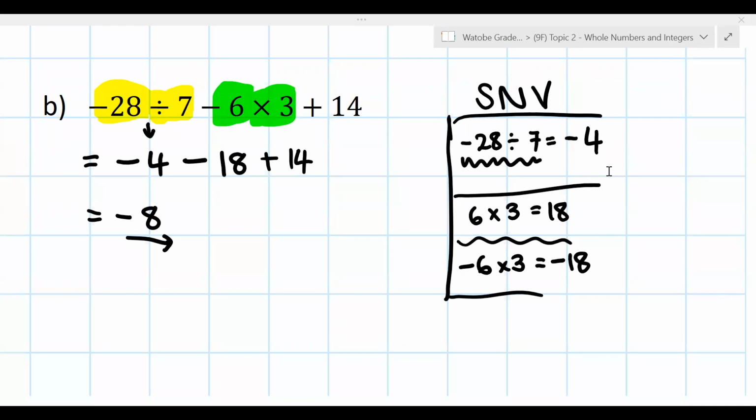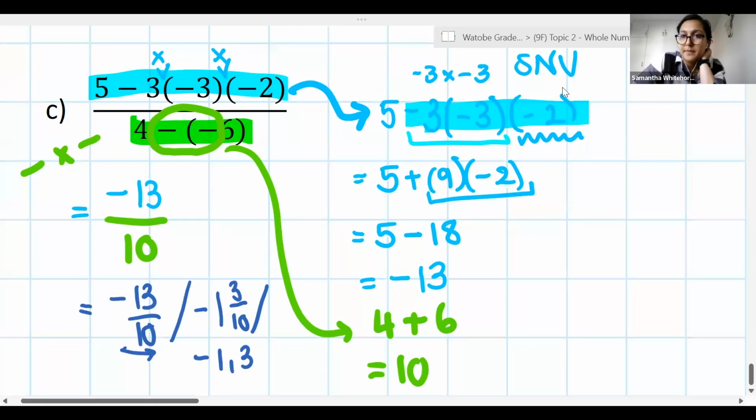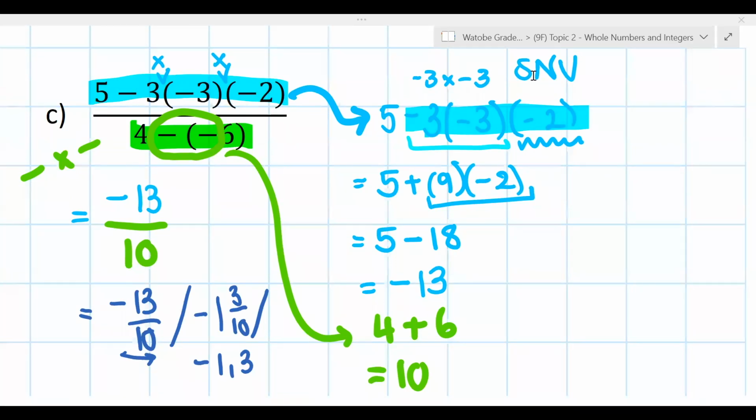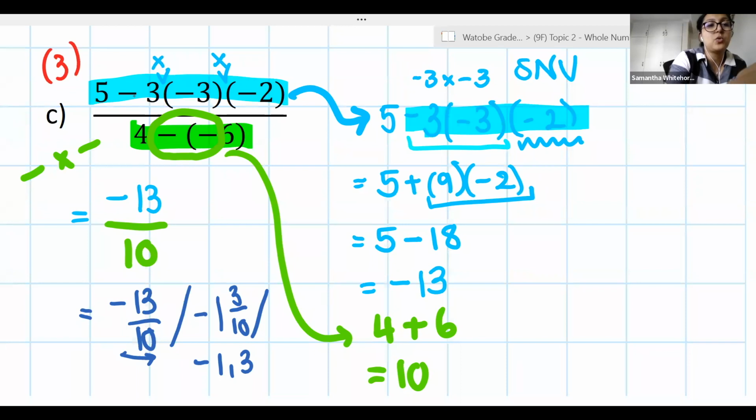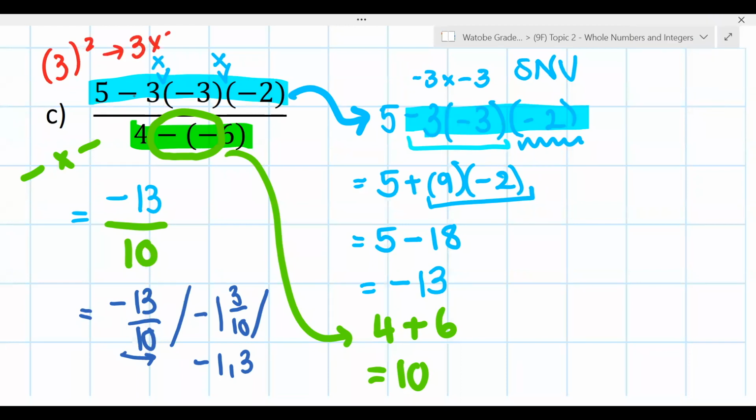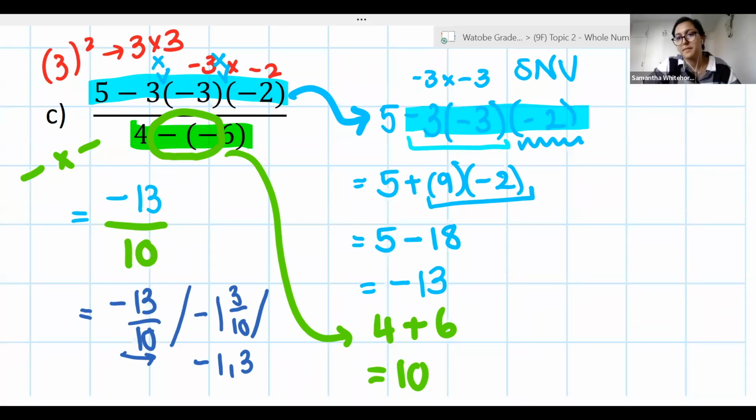Ma'am, can I ask, in the brackets, doesn't the number in the bracket times itself? Are you talking about this question here? Yes, ma'am. Doesn't the number times itself? So that would only be if there's an exponent. So if there was something like 3 squared, then it's 3 times 3. But here, this is actually just -3 times -2. Okay?